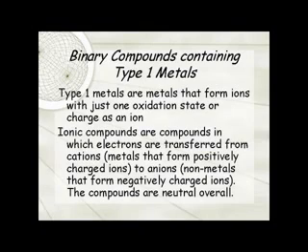ion. And again, ionic compounds, compounds in which electrons are transferred from cations, which are metals that form positively charged ions, to anions, which are nonmetals that form negatively charged ions. These compounds are neutral overall, and that's going to help us as we go to name these and to write formulas for them.